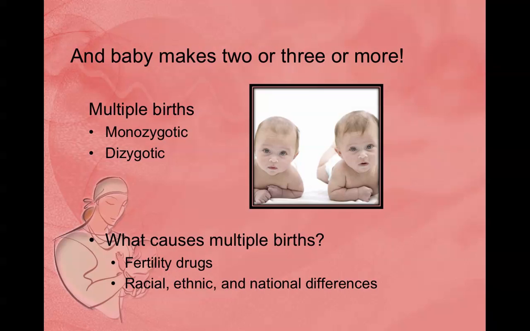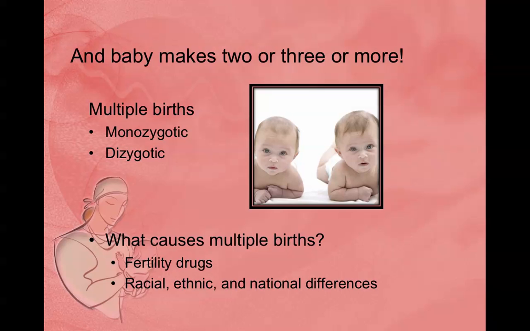Sometimes multiple births take place. Monozygotic twins are those that are genetically identical and result from one ova. Dizygotic twins are those who are not identical and result from the fertilization of 2 separate ova or eggs.